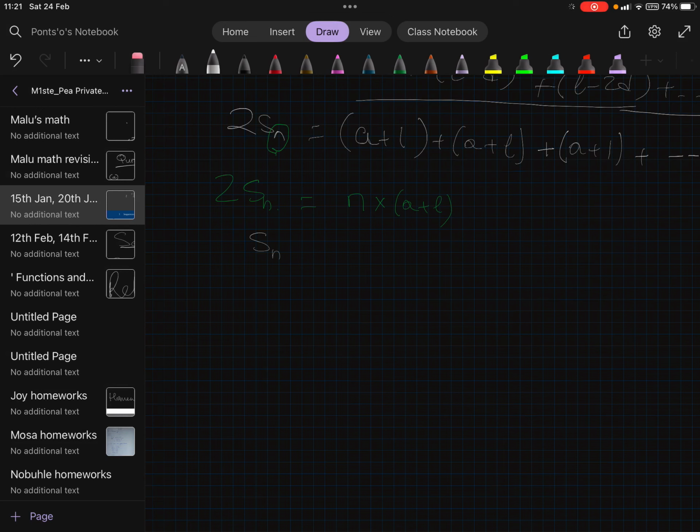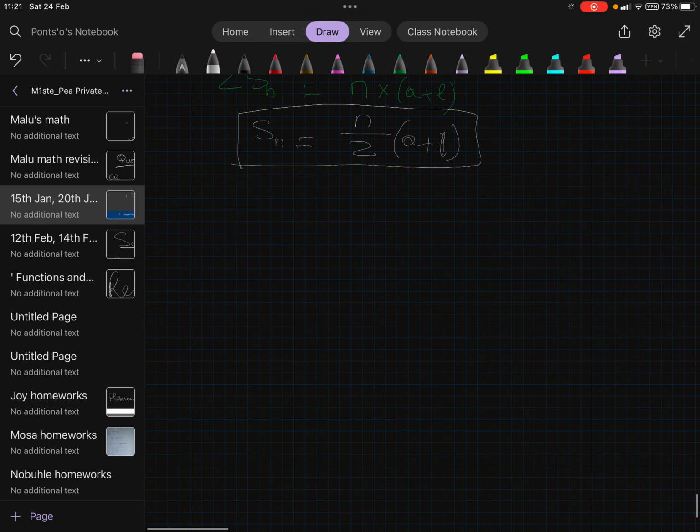Then the sum to the nth term becomes n divided by 2 all times a plus l. And that's the general finite series addition formula. The general formula for finite arithmetic series.